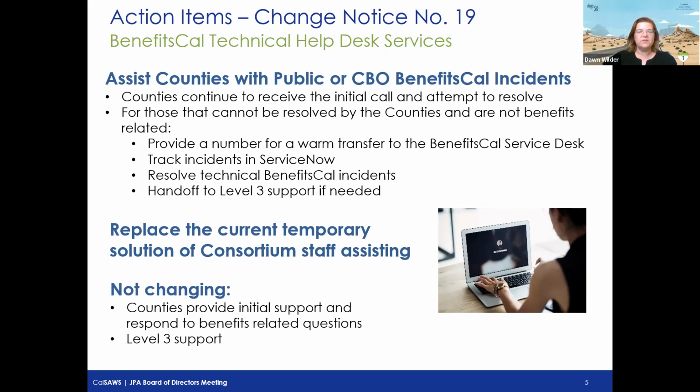We will work to resolve those, but if in any case we cannot, there will be level 3 support provided by Deloitte to work through those. So what's not changing here is that the counties will continue to provide the initial support, and the level 3 support that Deloitte is providing will also continue. If we could move to the next slide, please.